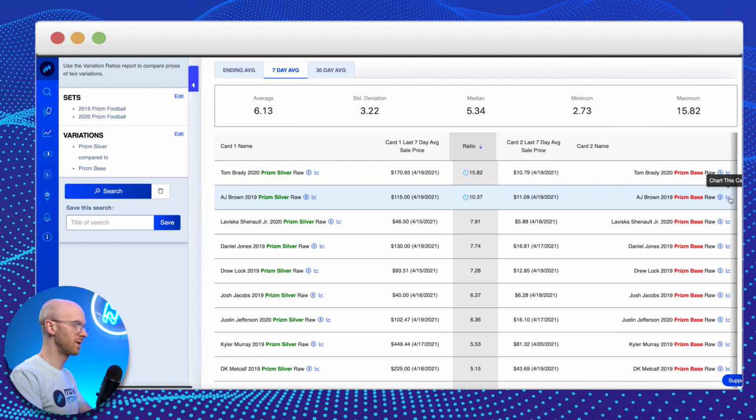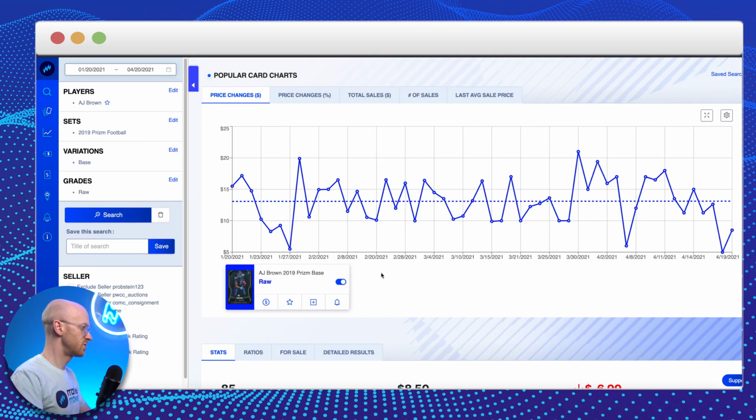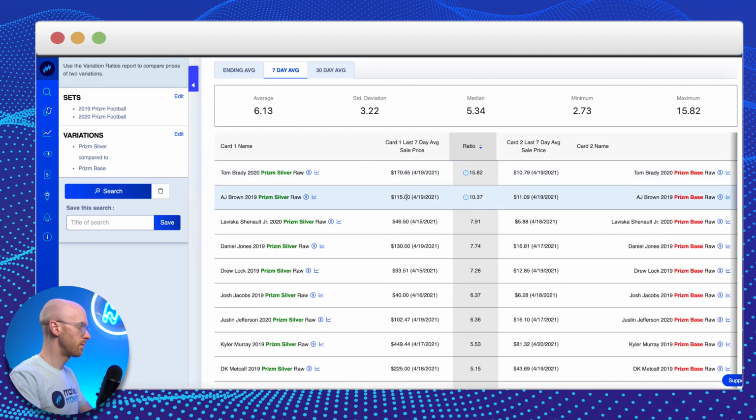I'm going to check his popular card chart. Now, if I look at this chart, you see some erraticness, and you see a lot of that in raw cards in this price range because shipping costs and other things factor into it. But it's really come down. Now, if I can get this card for around $12 and his silver is up around 115, you're looking at that 10x multiplier. So that's not a bad deal.